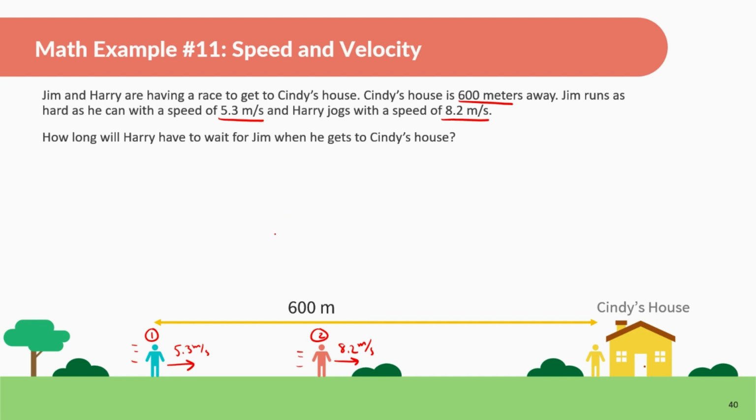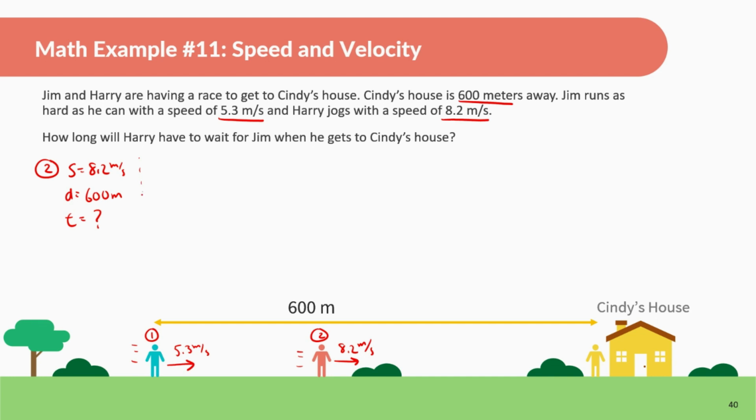Okay, so I'm going to first figure out how fast Harry is going. How long is it going to take Harry to get to Cindy's house? Number 2. Harry has a speed of 8.2 meters per second. He's going to be traveling a distance of 600 meters. And we're going to see how long it takes Harry to reach that 600 meters.